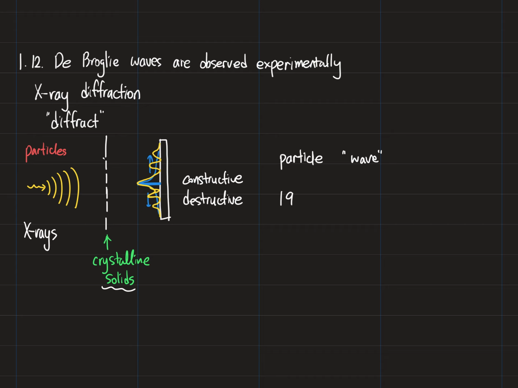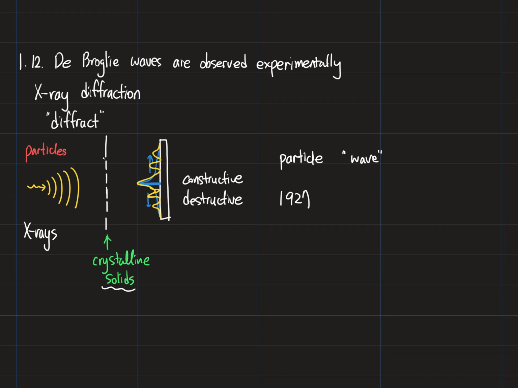So in 1927, Davisson and Germer conducted a landmark experiment where they fired a beam of electrons at a nickel crystal. The result was astonishing, as you expected. The electrons diffracted, creating a pattern that was strikingly similar to the one produced by X-rays.